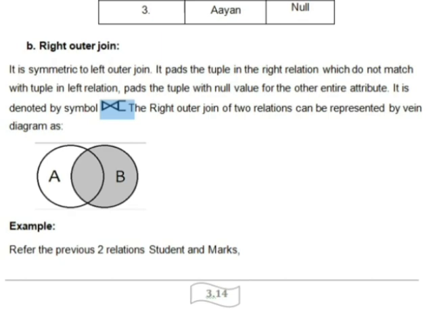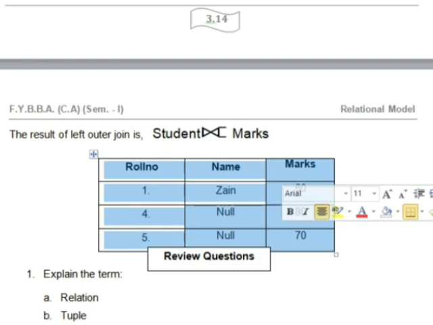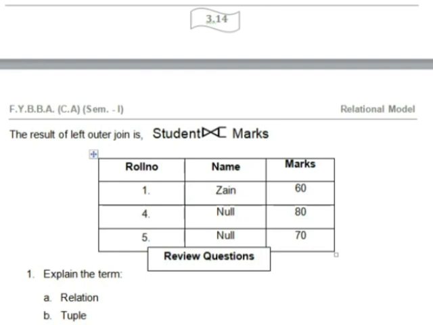By using the same previous example student and marks, this is the result which we are getting. In this result, we have all the tuples which belong to the right table, and we will pad the values, we'll put null values wherever required. So this is the output. If you see, it has 1 Zen and 60. The Zen we have taken from the left table. Then 4 null 80 because we are not able to find the name of roll number 4.